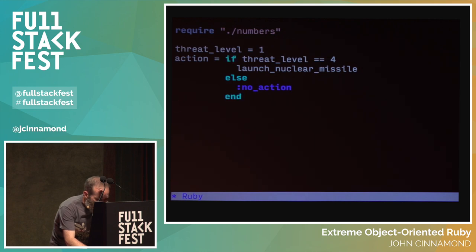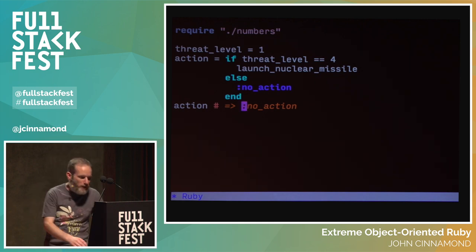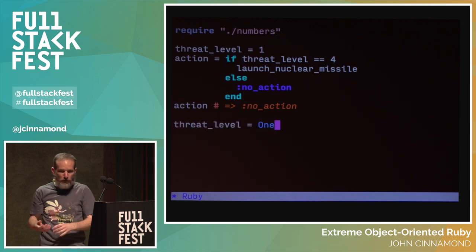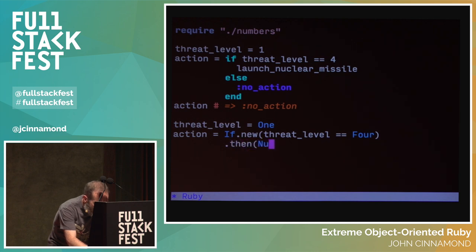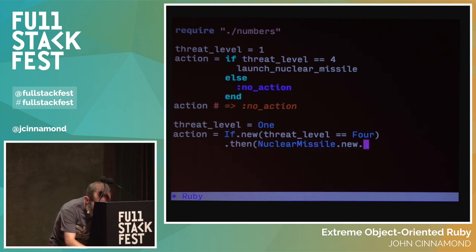Okay? And then we run this code, and we look at the result, and unsurprisingly, it says, okay, we take no action, because our threat level is only 1. Now, let's write the same thing in a pure OO way. So again, we can set the threat level, but we'll set it to our OO version of 1 this time. And we can say the action that we take is equal to our new if construct. And here, luckily, we can say, is the threat level equal to 4? If it is, then we'll launch our nuclear missile again. Nuclear missile is really hard to type. Never pick this for an example. Okay, otherwise, we'll take no action.